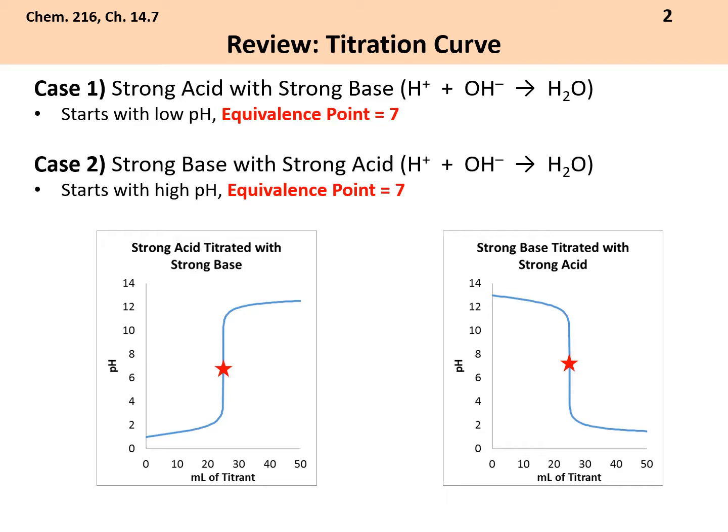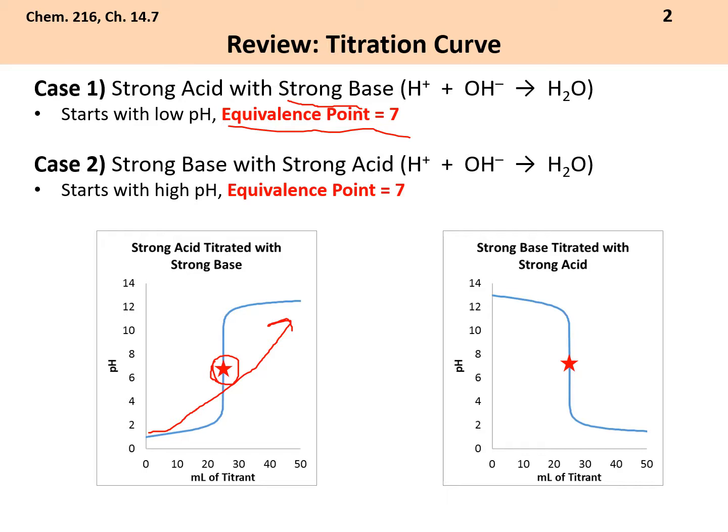So let's say I have a strong acid and I titrate it with a strong base. It's going to start at low pH, and pH is going to increase over time. Notice right around this red part, which is called the equivalence point, we see this huge increase in pH. At this point, moles acid equals moles base.